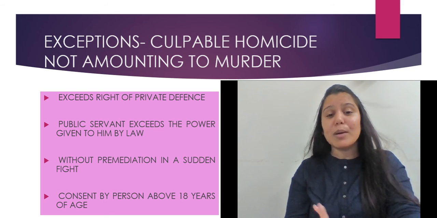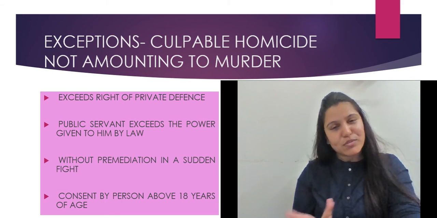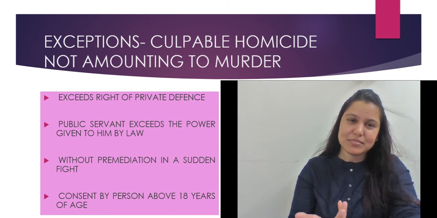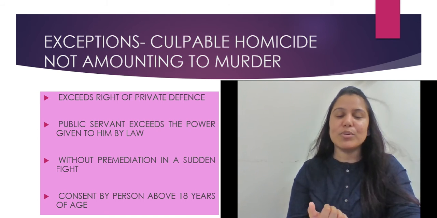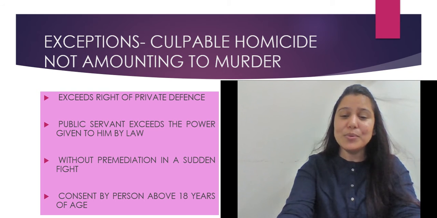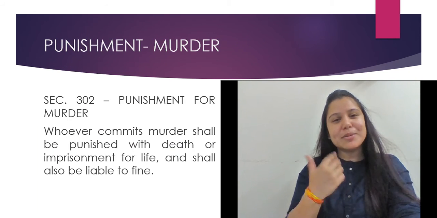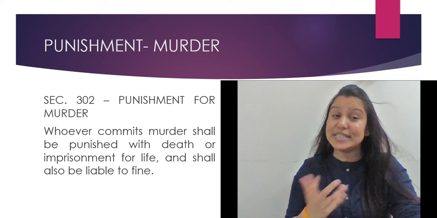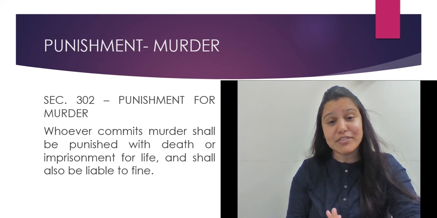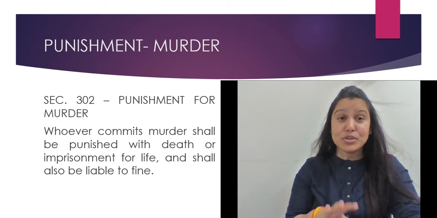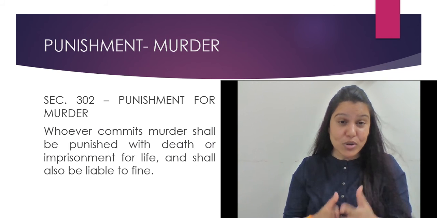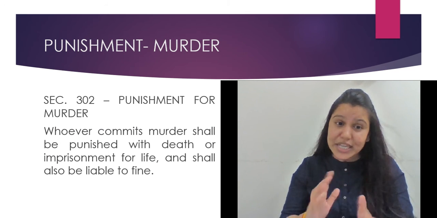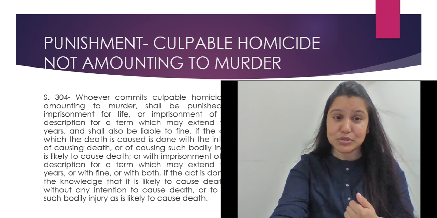Committed by a person above 18 years of age. So it is simple to understand: when the death is caused, it will be covered under culpable homicide not amounting to murder. So here is the punishment. The punishment for murder is: whoever commits murder shall be punished with death or imprisonment for life and shall also be liable to fine. So here death could be the punishment, or imprisonment for life. Any of these two, and shall also be liable to fine.